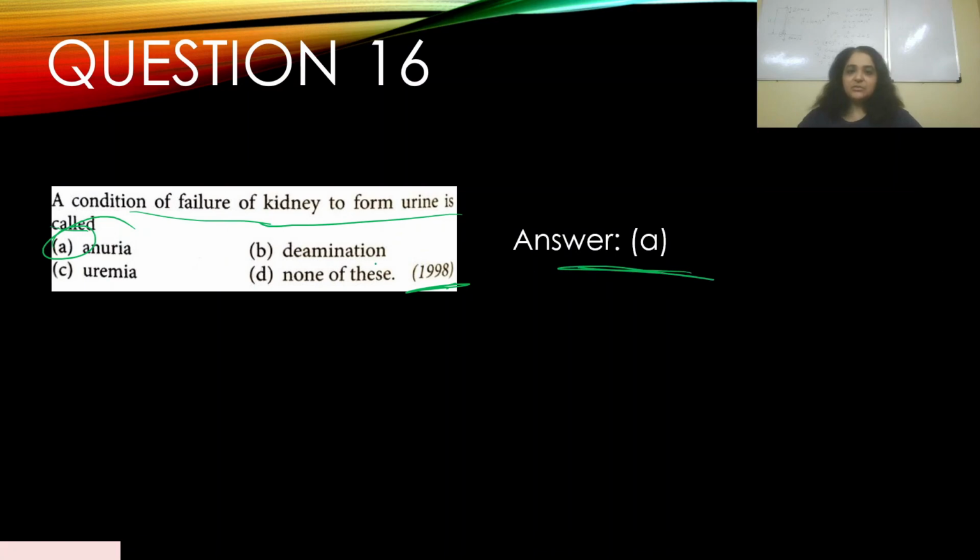Deamination is the removal of the amino group. Uremia is the presence of high urea in the blood plasma, and this happens in the case of renal failure. Anuria also happens in the case of renal failure. In renal failure, kidneys don't function, so then there is a failure of urine formation.